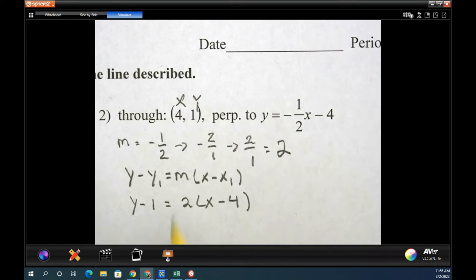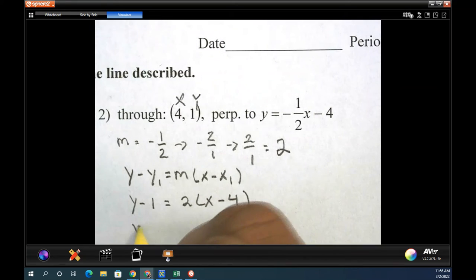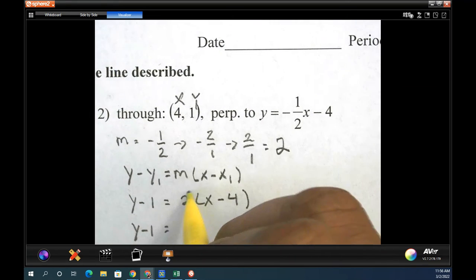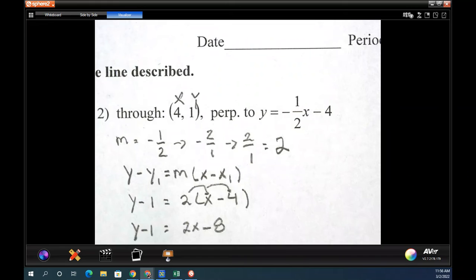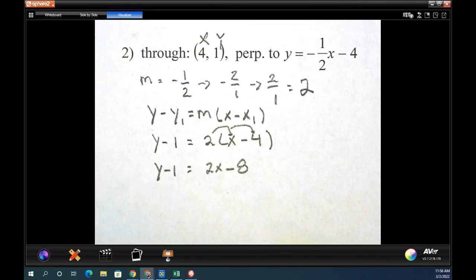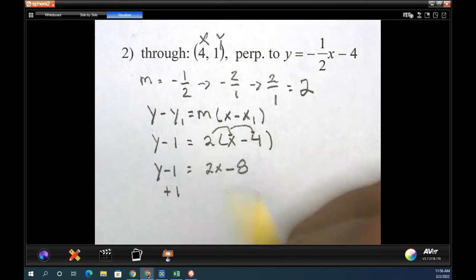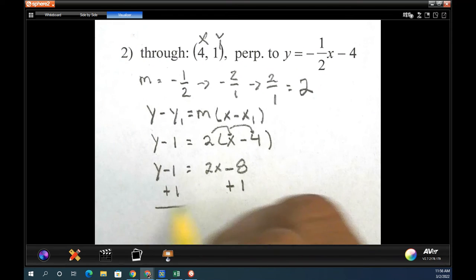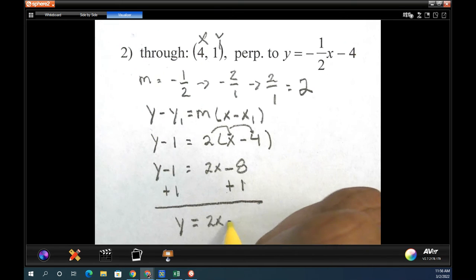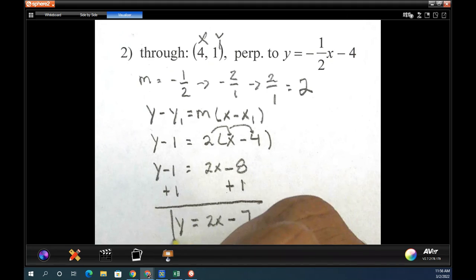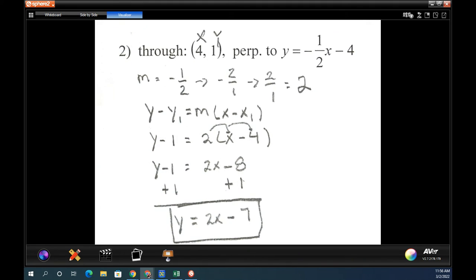Okay. Rewrite the left side. Y minus 1. 2 times x is 2x. 2 times negative 4 is negative 8. So it's minus 8. Last thing you got to do is this. Just add 1. So y equals 2x. Negative 8 plus 1 is negative 7. So it's minus 7. There's your answer right there. All right. Try number 3.